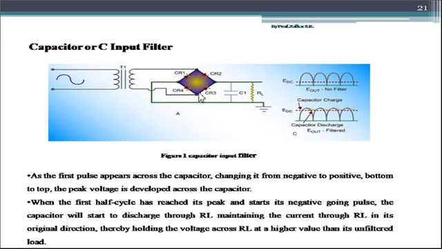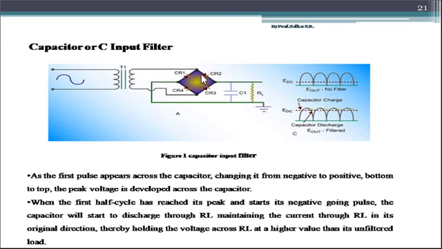The output of the bridge rectifier is given to this capacitor, which acts as the filter for this circuit. That is, if we have to use the capacitor input filter, we have to connect the capacitor immediately after the rectifier, and that is why this type of filter is called a capacitor or C input filter. After that we connect the load RL, and across the load RL we take the output of our circuit.